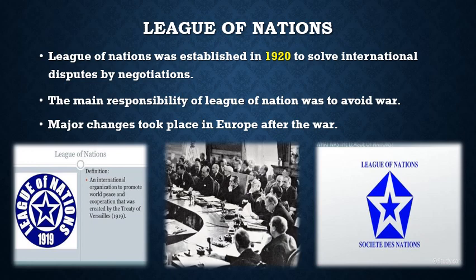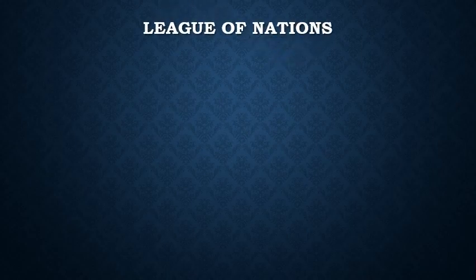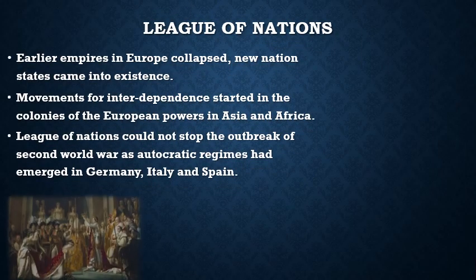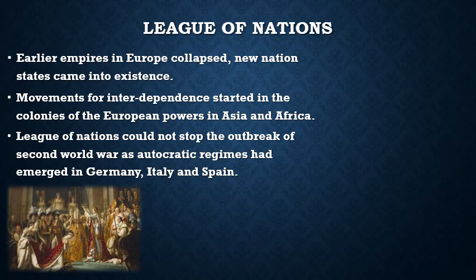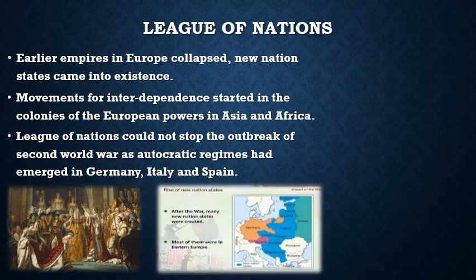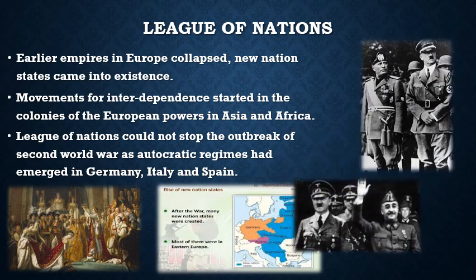Major changes came about in Europe and outside Europe. Earlier, empires in Europe collapsed and new nations came into being. Many European countries had their colonies in the continents of Africa and Asia. Movements for independence started in these colonies. The League of Nations was established after the First World War to establish peace, but it did not succeed at preventing war because autocratic regimes came up in Germany, Italy, Spain, and other countries.